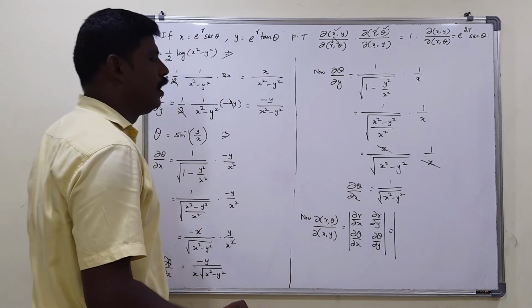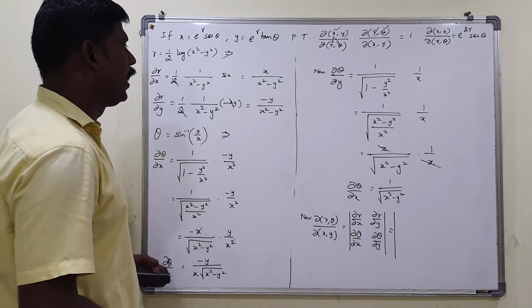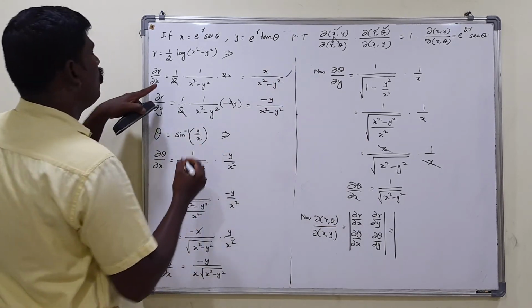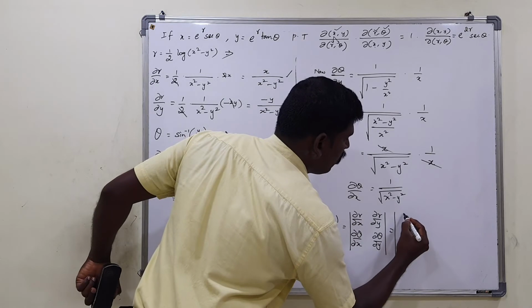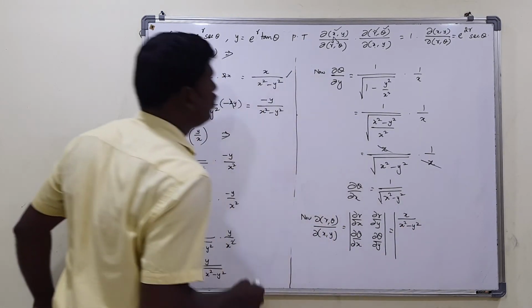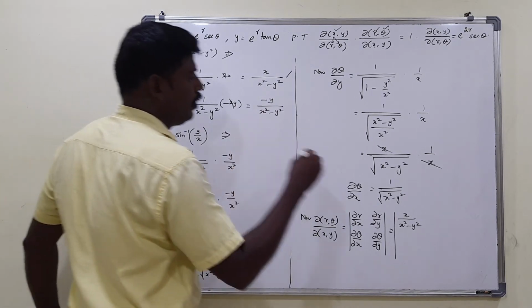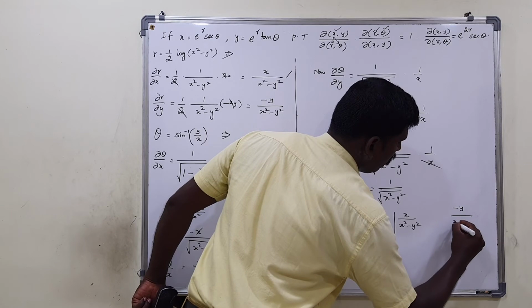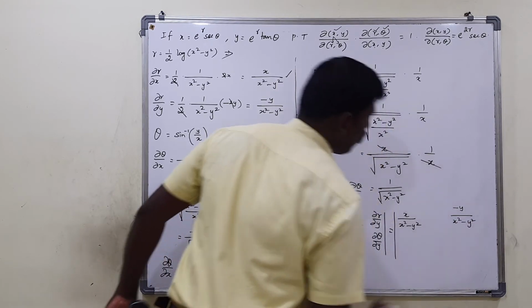What is the determinant value? What is ∂r/∂x? That is here, isn't it? ∂r/∂x is equal to x by x square minus y square, isn't it? Right. What is ∂r/∂y? Minus y by x square minus y square.